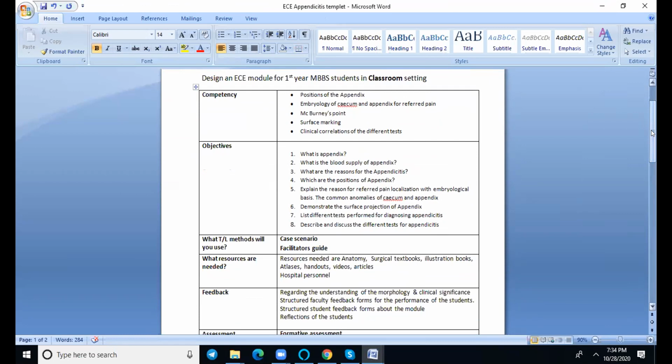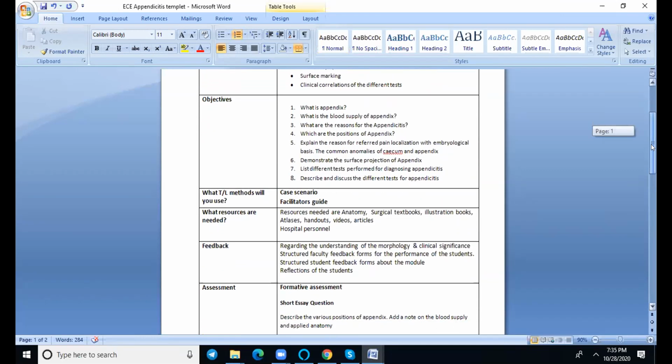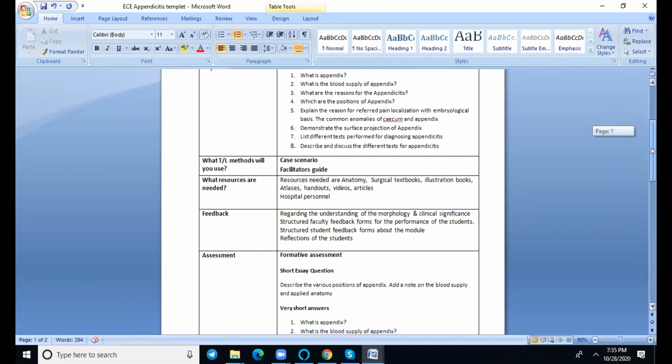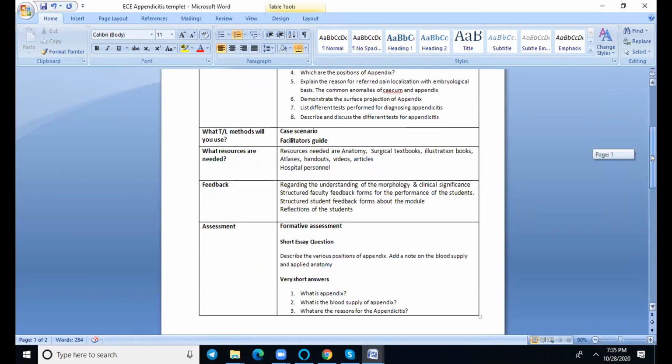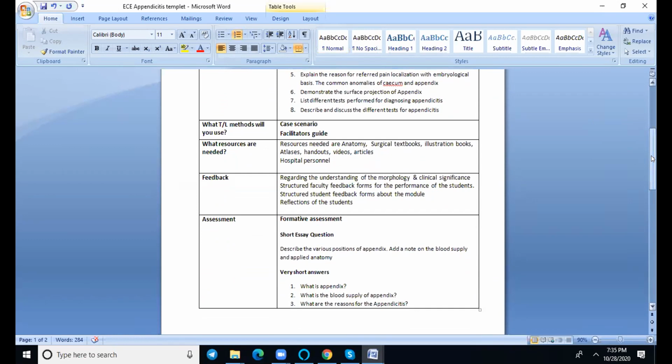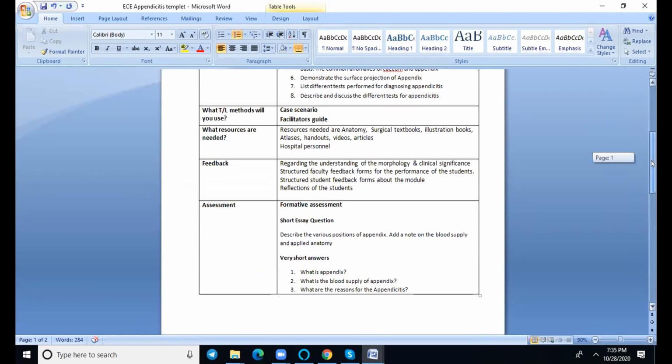The objectives would be to study regarding the appendix, the blood supply of the appendix, what are the reasons for appendicitis, explain the reason for the referred pain localized to the umbilicus and its embryological basis, the common anomalies of cecum and appendix, to demonstrate the surface projection of appendix, to list the different tests performed for diagnosis of appendicitis, and describe and discuss the different tests for appendicitis.